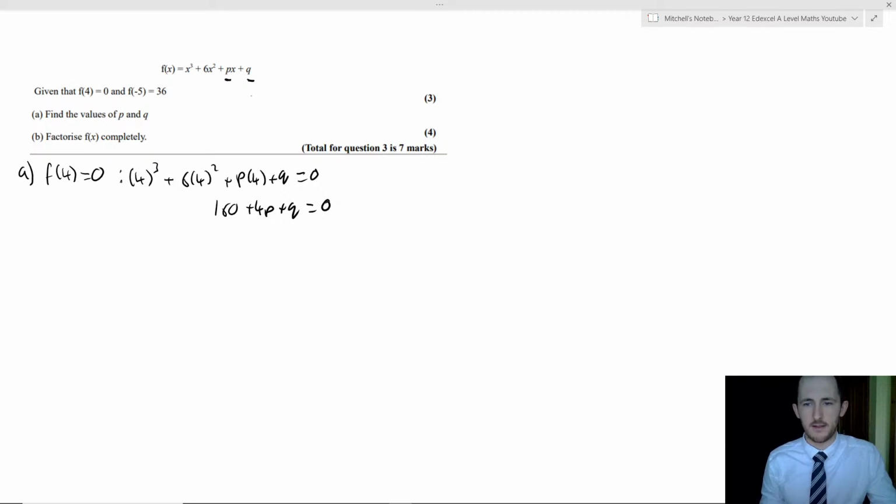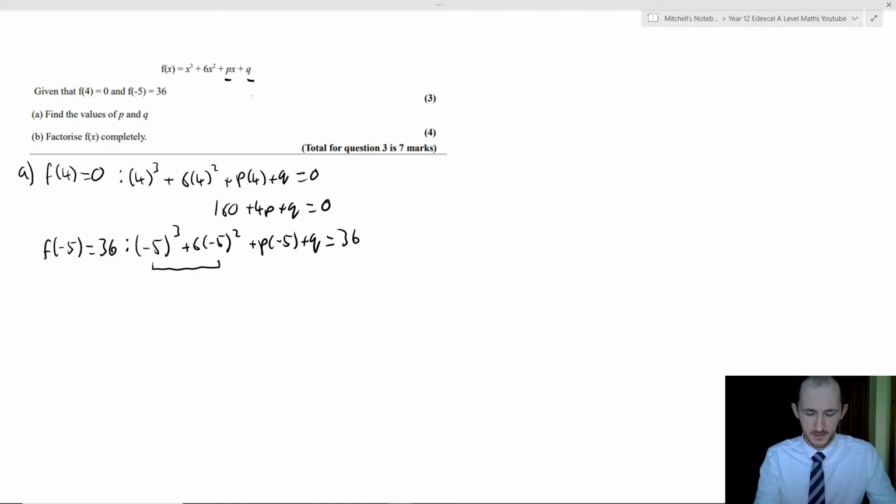And they also give me the information f of minus 5 should equal 36. So once again, let's go. Minus 5 cubed plus 6 times minus 5 squared plus p times minus 5 plus q equals, instead of 0, equals 36. So again, let's work out what these numbers are, and you can just use a calculator because it's a calculator paper. But make sure you're putting everything in brackets exactly as I've written it, otherwise you might get the wrong answer. So that'd be 25 minus 5p plus q equals 36.